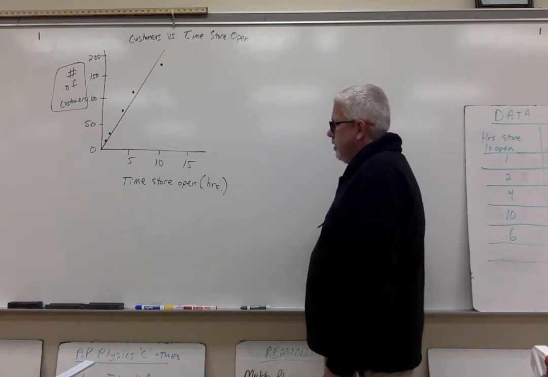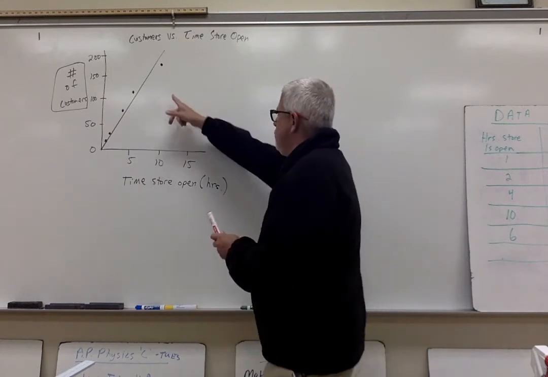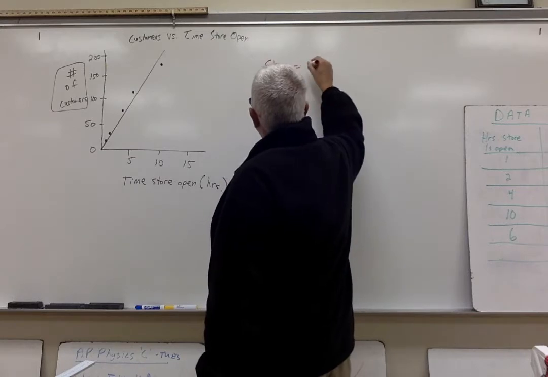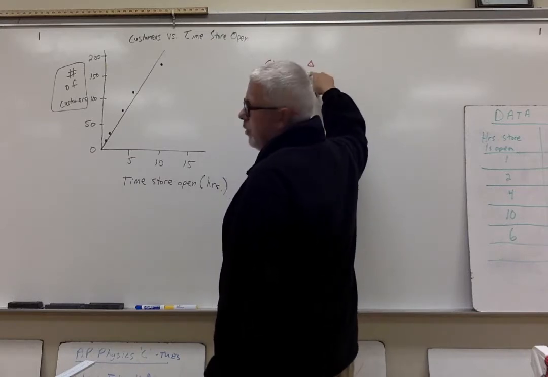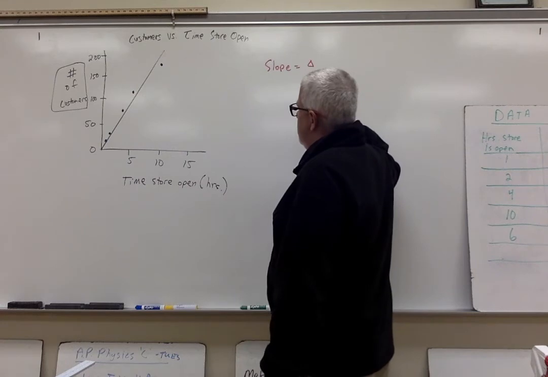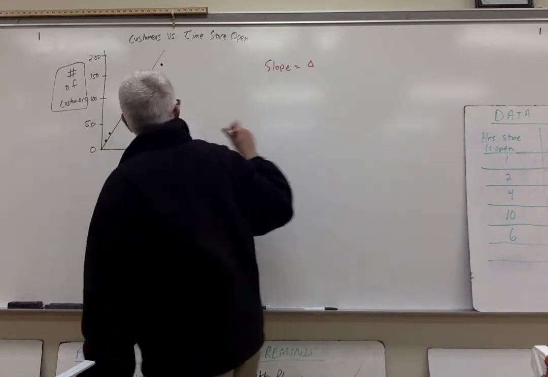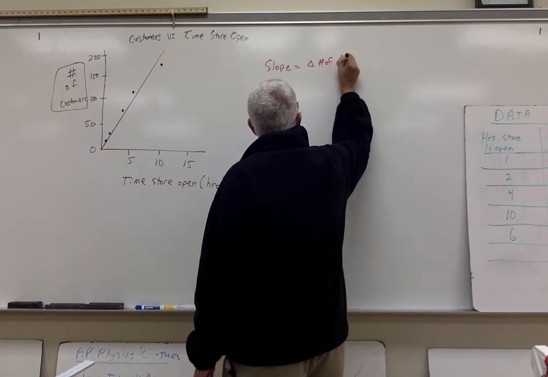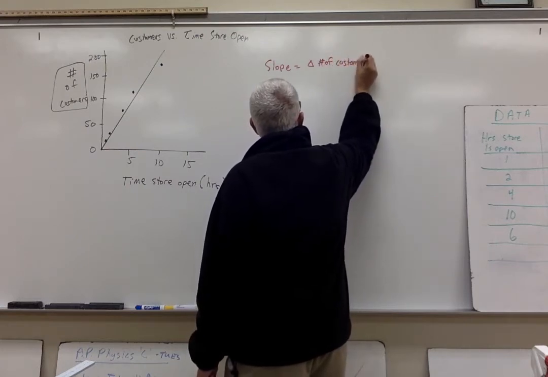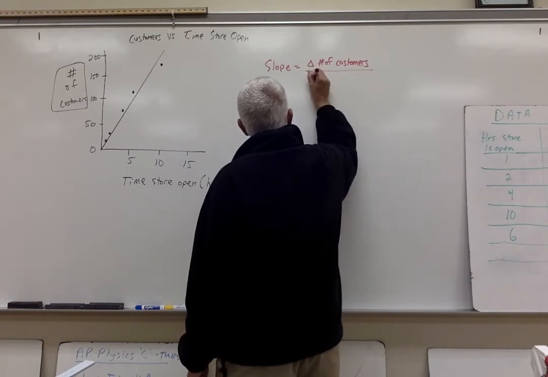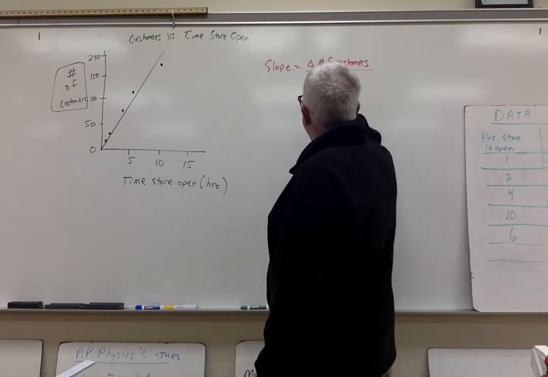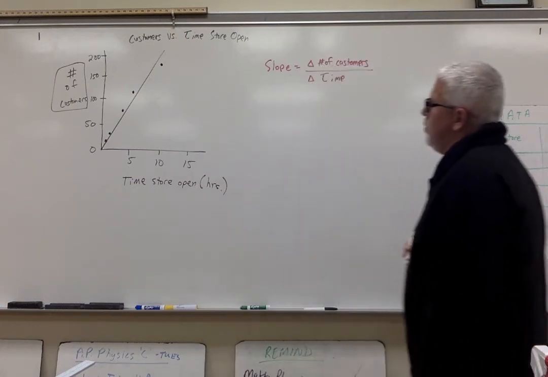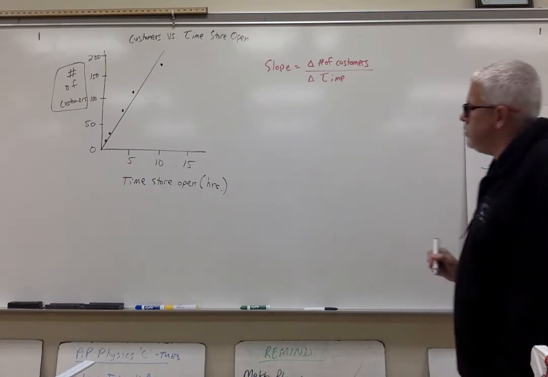So in this case, I'm going to take the slope of this graph. The slope is equal to the change, and that's symbolized by a triangle, meaning change, in the y-axis values, that's number of customers, divided by the change, again that triangle, in time. When you want to do that, you want to pick two data points that are easy for you to use to get the slope.